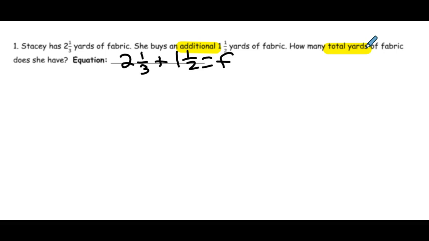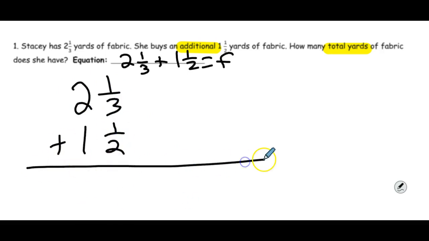Okay, so what you're going to do now is you're going to solve this. And just a little reminder, when you're doing addition or subtraction, you're going to want to write this problem out vertically. So 2 1/3 plus 1 1/2, and then a long equals line. Over here, you can do the steps that you need to do in order to change the denominators. Remember, you need common denominators when you add and subtract.